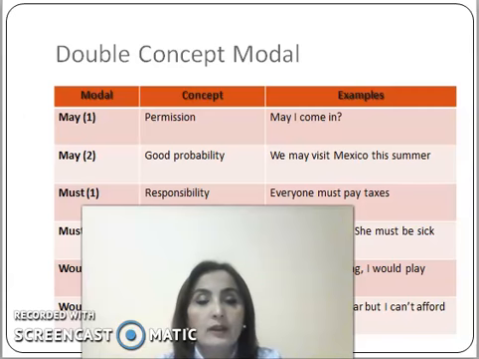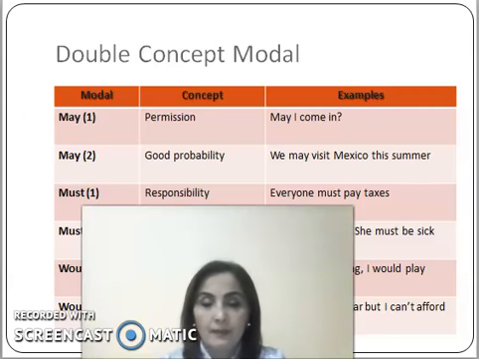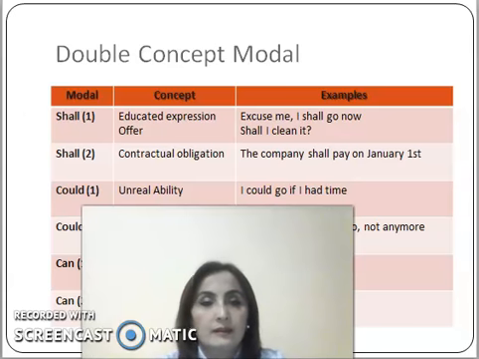And the next one is "would" again, and the second concept here is present unreal. I would buy the car, but I can't afford it. In unreal conditions, we usually use it. And the double concept modals we will continue talking about.